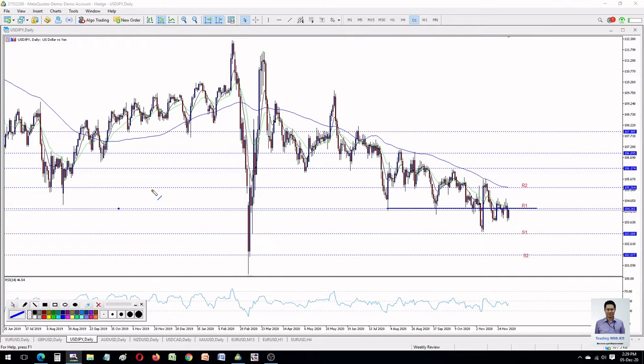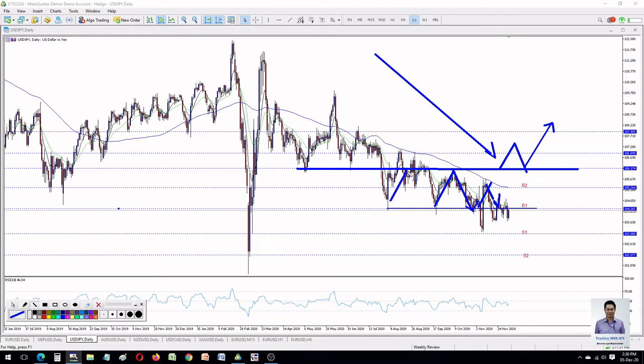USDJPY, this is a long-term support. As long as the price doesn't break up here, this is a downtrend. This is the most important support resistance line. As long as the price is kept below here, we keep selling it. Price comes down here, we sell. Price comes down here, we sell. So always, this line is very important. As long as the price is below, we keep on selling.